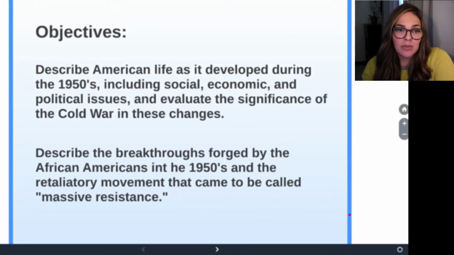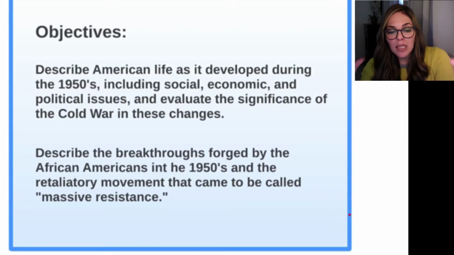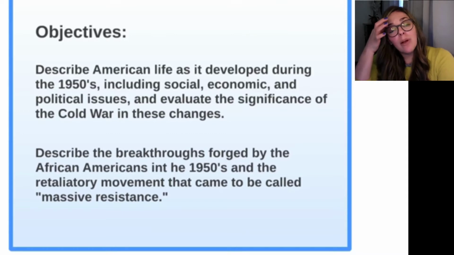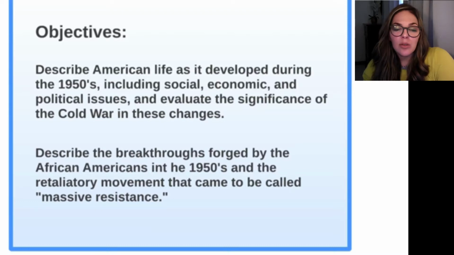So, our objectives for this lecture, the early civil rights movement, are to describe American life as it developed during the 1950s, including social, economic, and political issues, and evaluate the significance of the Cold War in these changes. So we'll be doing that. In addition to it, we'll be describing the breakthroughs forged by early African Americans in the 1950s and the retaliatory movement that came to be called massive resistance.